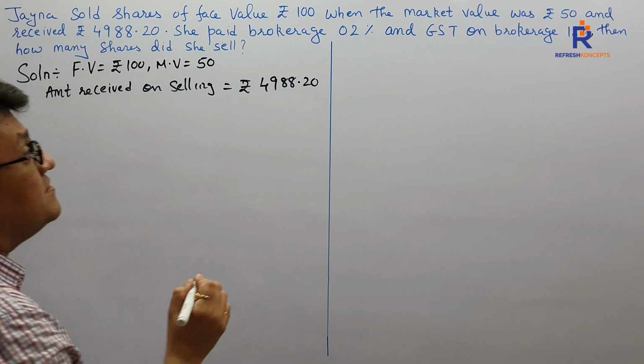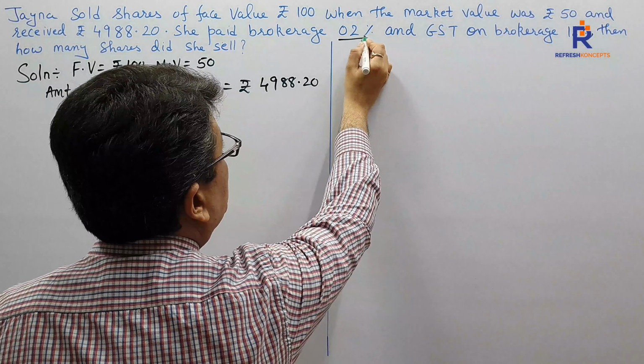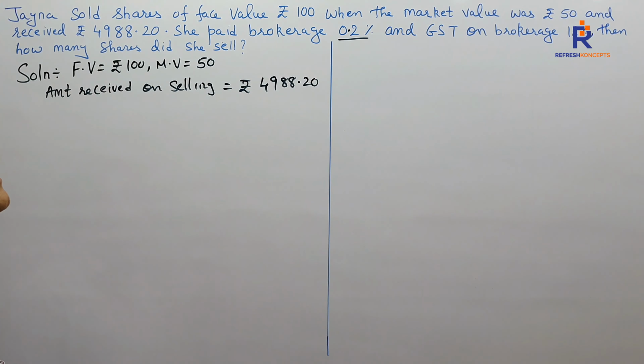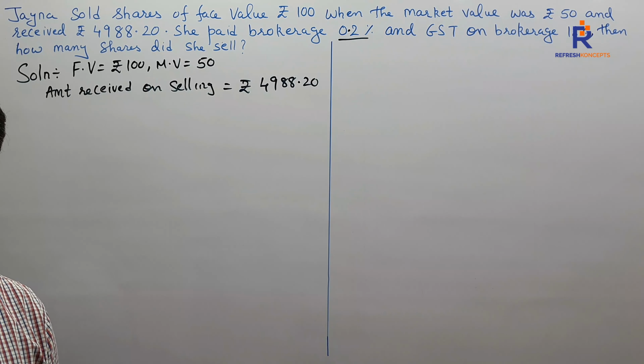She paid 0.2% brokerage. Brokerage is 0.2% and GST on brokerage is 18%. Then how many shares did Jaina sell? What do you think?